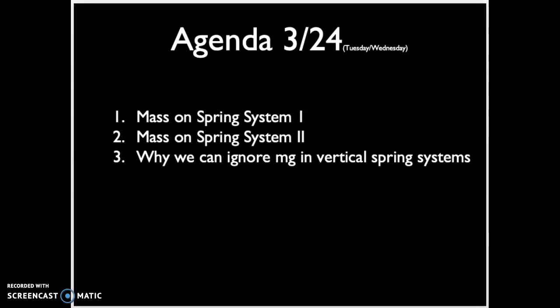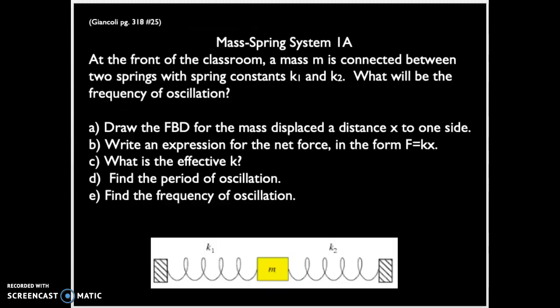Okay, so today we're going to look at some different systems with more than one spring. So I'm calling them mass spring systems 1 and 2, and there are actually 2 variations on the first one, A and B. And then I'm also going to talk about why we can ignore mg, the gravitational force, in these spring systems, if we think about it a certain way.